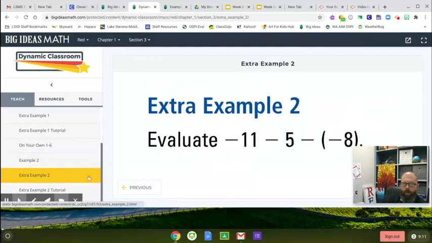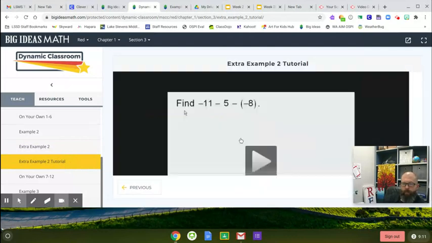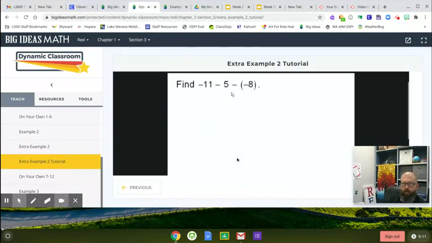Take a look at some more here. So we have -11 minus 5 minus -8. So we're going to break this down and start with just -11 minus 5. First, let's rewrite our problem. We have -11 minus 5 minus -8.